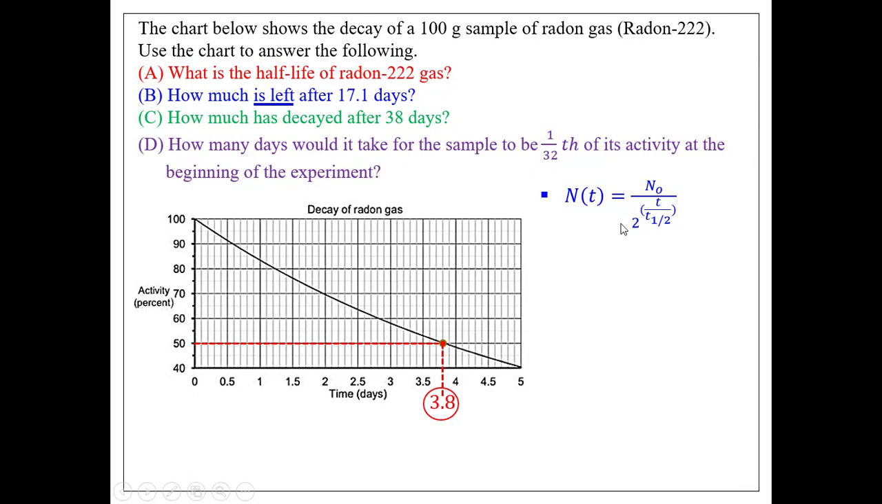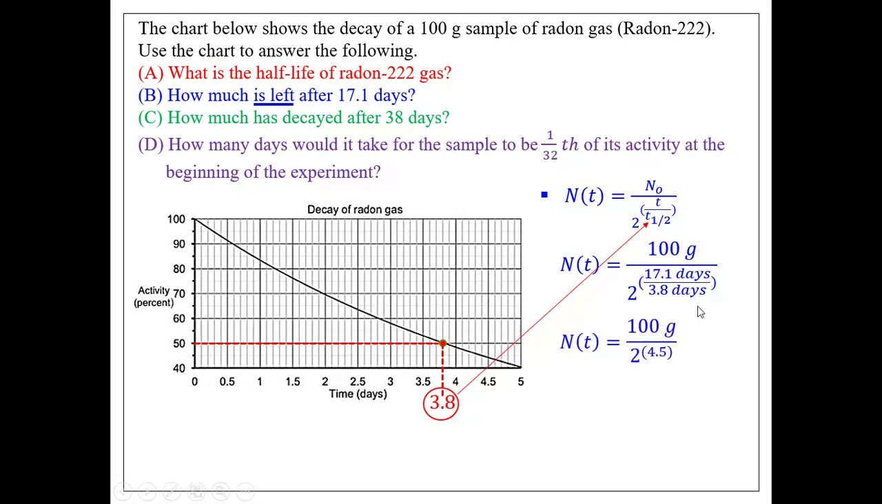So we know everything already. We know the original amount is 100 grams in this particular problem because it said so. And then t is 17.1 days for part B because it wants us to find how much of this gas is left over after 17.1 days has gone by, okay? And then t half-life is 3.8, which we found. So a little plug and chug action here. N naught is 100 grams. T on the top is 17.1 because that's how much time has gone by. 3.8 is the half-life time. And then the 2 in the denominator is raised to that power.